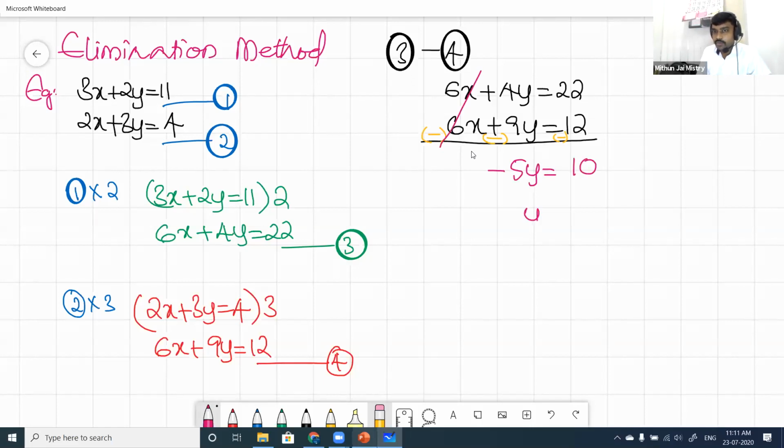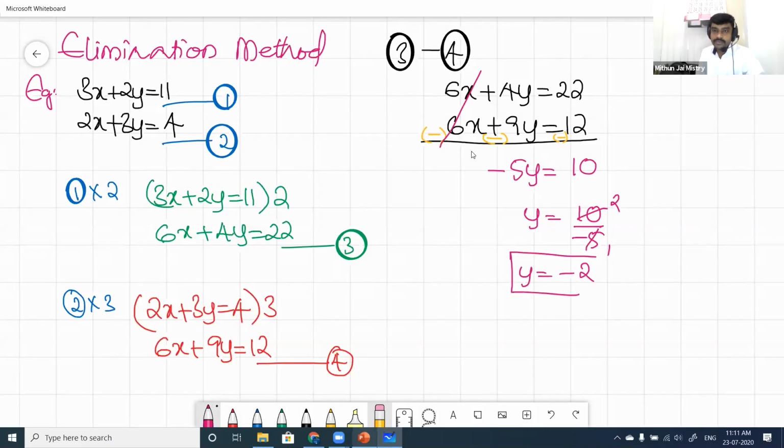So y is equal to 10 upon minus 5. So y is equal to minus 2. 5 2s are 10. Don't forget the minus. We are getting y is equal to minus 2, Nana. We got y as minus 2.